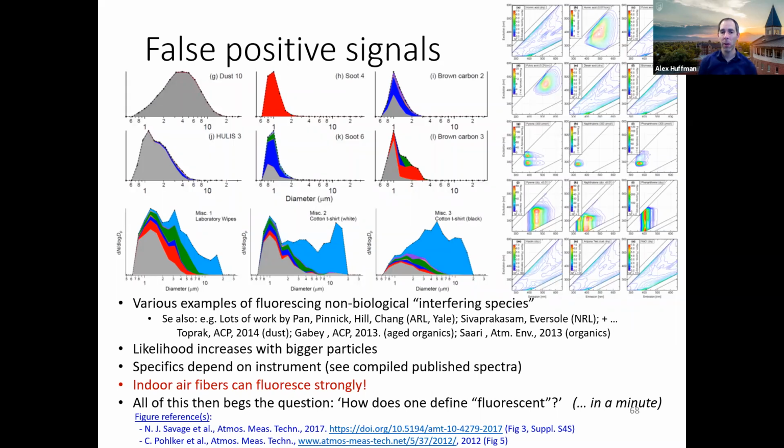And so you have to be really careful in an indoor environment, because cotton t-shirts, people wearing clothes, bed sheets in a hospital environment can really cause problems. So this is where you can use the laser-induced fluorescence as a survey, but don't use it as the end-all answer of biological particles. Okay, next.